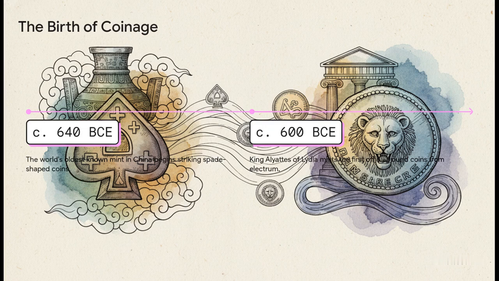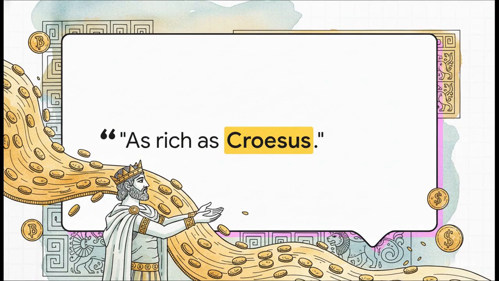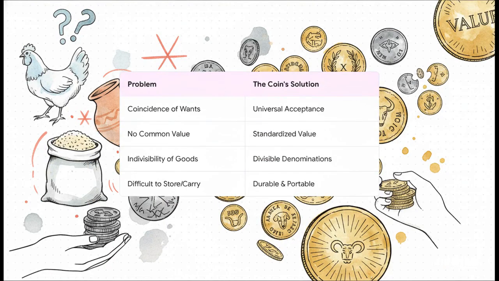of gold and silver. So King Alyattes' son, a guy named Croesus, he took it even further. He created the very first pure gold coin. And his wealth became so legendary that it actually gave us that phrase we still use today: as rich as Croesus. I mean, that just goes to show you how much of a game changer this invention really was.